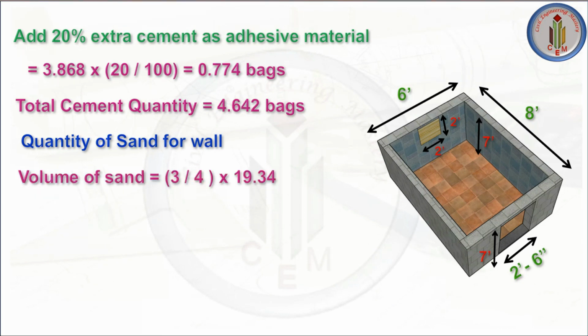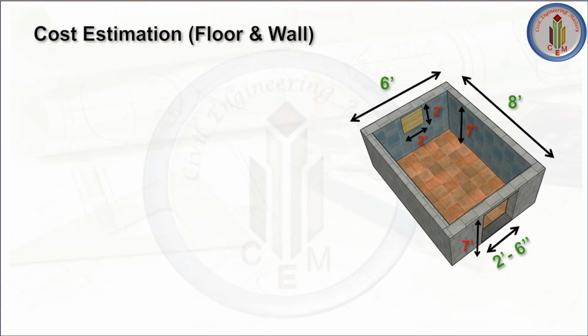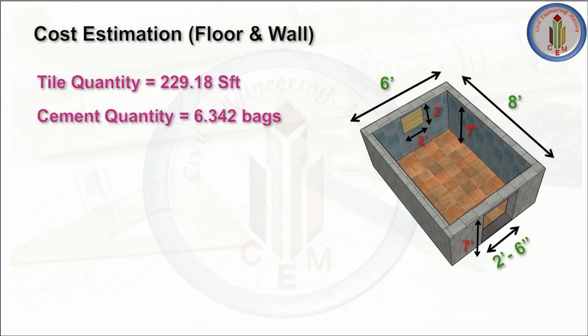Quantity of sand for wall. Volume of sand is equal to ratio of sand divided by total ratio multiplied by dry volume. Volume of sand is 14.505 CFT. Here let's have a summary of total quantity, including floor and wall. Total tile quantity is 229.18 square feet. Cement quantity is 6.342 bags and sand quantity is 23.365 CFT.